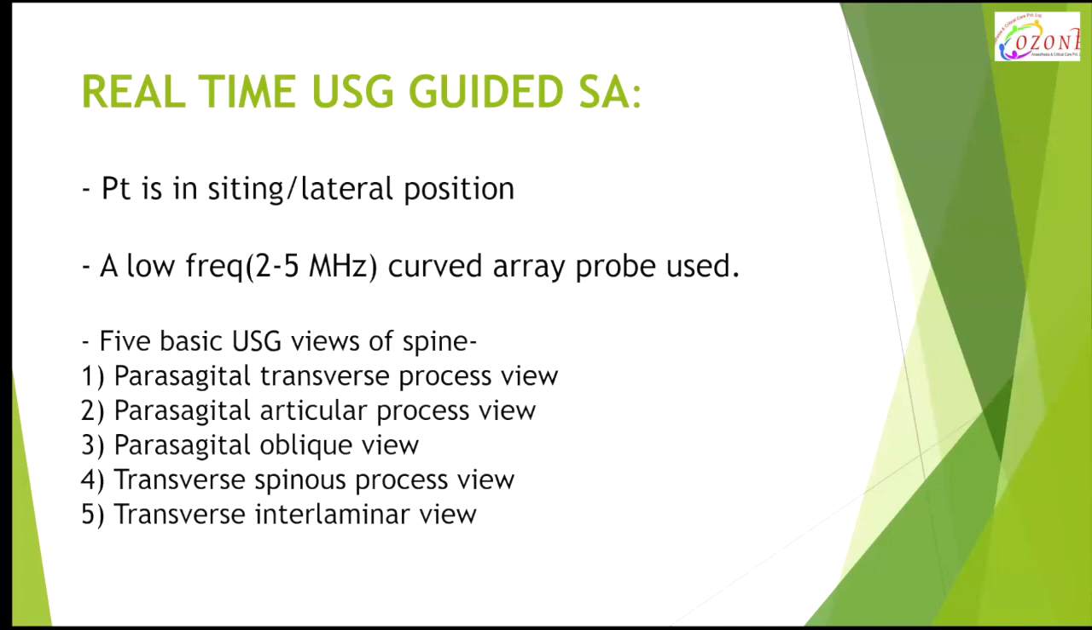Then we'll see the real-time USG guided spinal anesthesia. The position is sitting or lateral. We'll use a low frequency, that is 2 to 5 megahertz, curved array probe. There are 5 basic USG views of the spine, 3 in the parasagittal plane and 2 in the transverse plane. The views are the parasagittal transverse process view, parasagittal articular process view, parasagittal oblique view, and the 2 transverse views, the transverse spinous process view and the transverse interlaminar view. Next slide.